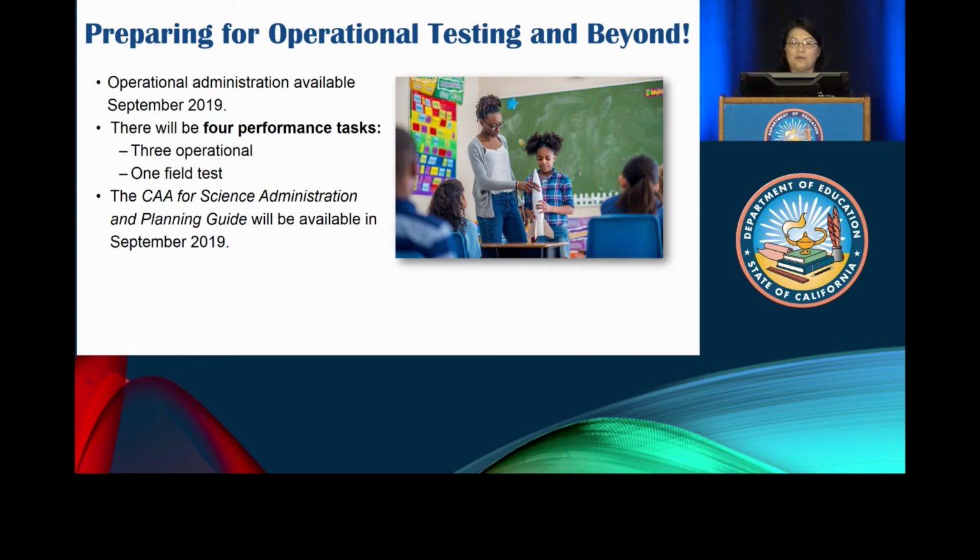Okay? The operational assessment performance tasks will be available in September 2019, as I mentioned earlier. The assessment for the following year will have 4 performance tasks, the 3 operational ones and 1 field test. Not for this year, the following year. I'm just giving you a heads up. The CAA for Science Administration and Planning Guide will be available earlier in the year, in September, to allow for teacher planning and instruction.